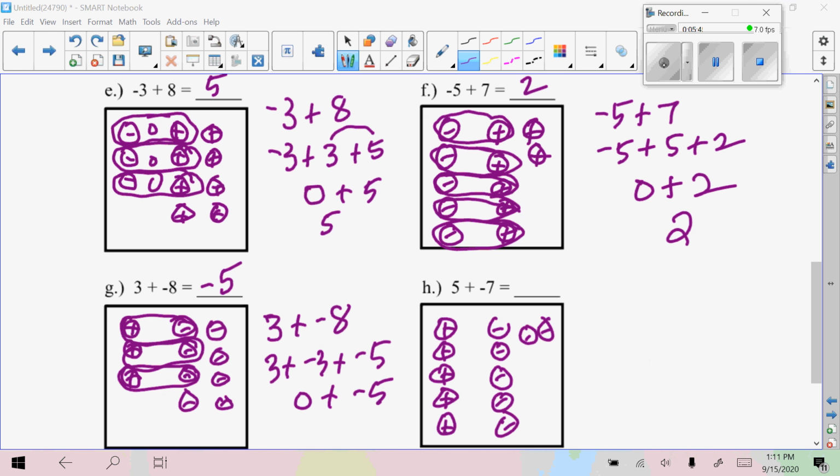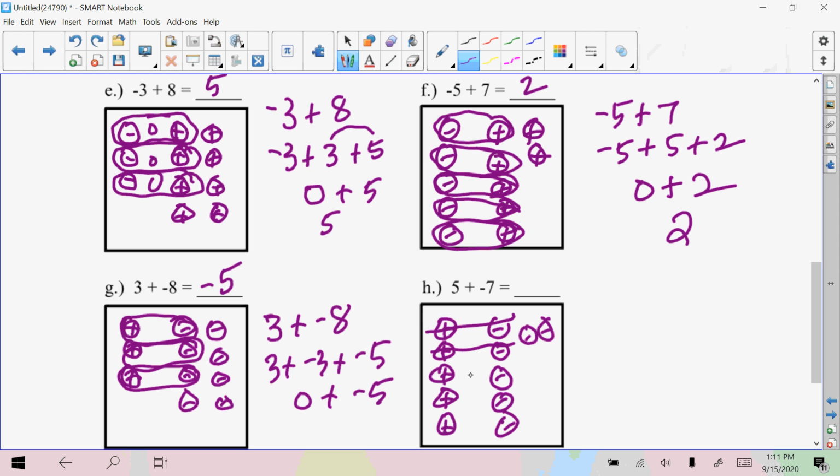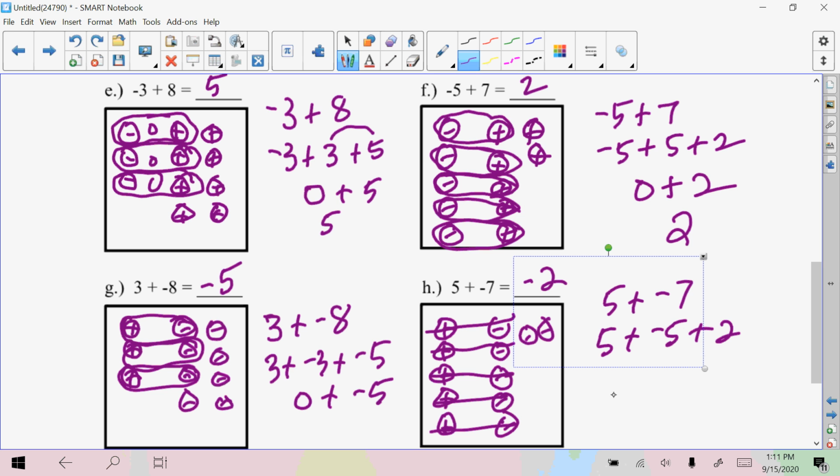So here's what you should have here. I'm kind of getting a little lazy. What I'm thinking is we can just cross off our zeros and like that, and then we can write what we have left there. The expression would be this, 5 plus -7, and what I did is I split that -7 into -5 and 2, and then these two combine to make 0. Oops, got my negative there.